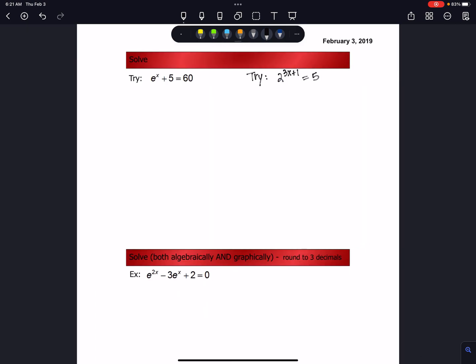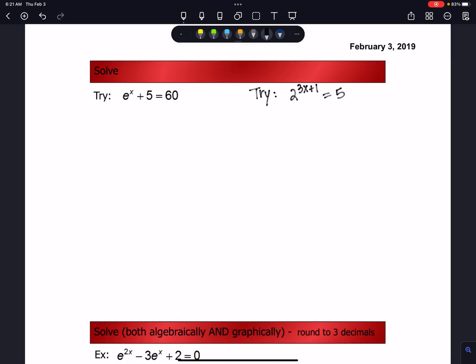Good. Okay, here are 2 for you to try. I encourage you to press pause. Try these 2 on your own. You can try one and then press play, and then press pause, and then try the second one. But it's important that you try these on your own and make sure that you've got it.